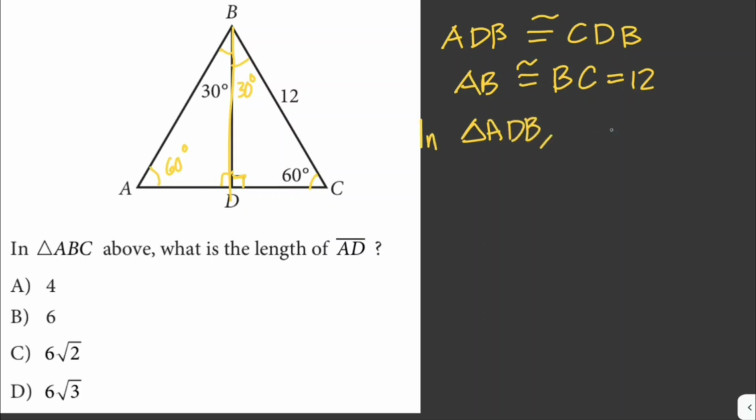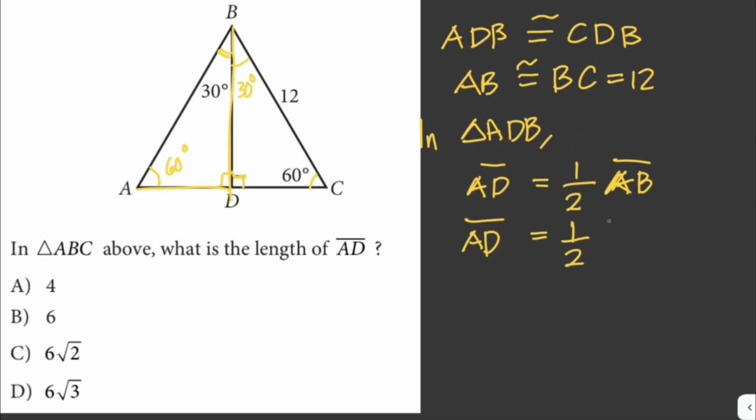okay, our side AD is just opposite to the angle 30 degrees, this one. Therefore, the length of AD is just 1/2, 1/2 the length of the hypotenuse, which is AB. So since AB is equal to BC and BC is just equal to 12, this is just 1/2 of 12. So AD is just equal to 6.